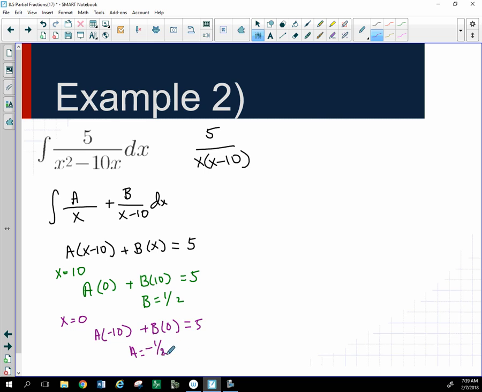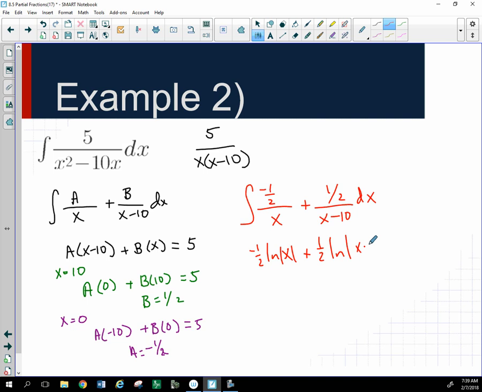So this is kind of the same idea as what we just did before. Now I replace them and integrate the problem. If a is negative 1/2, I'm going to put that over x, plus b, which was positive 1/2, over x minus 10 dx. Now if I integrate this, again, I get negative 1/2 the ln of x plus 1/2 the ln of x minus 10 plus c. And that is the answer. It just makes it way quicker and way easier to get through these problems.